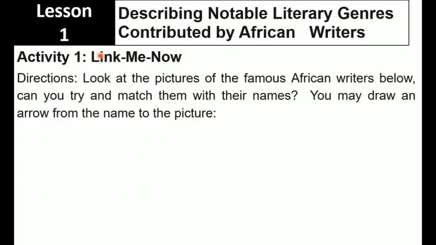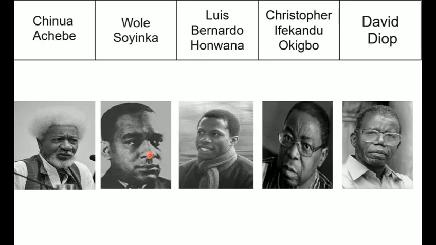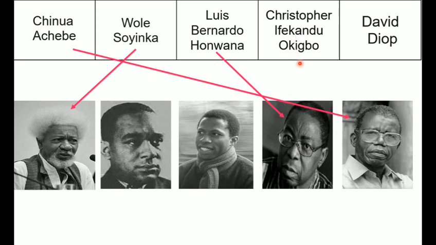Alright, now lesson 1. Describing notable literary genres contributed by African writers. Direction: look at the pictures of the famous African writers below and then try to match them with their names. You may draw an arrow from the name to the picture. For Chinua Achebe, it is this guy. Wole Soyinka, it is this guy. Then Luis Bernardo Honwana, this is the guy. And then Christopher Okigbo, that is this guy. And David Diop, of course, is this guy.